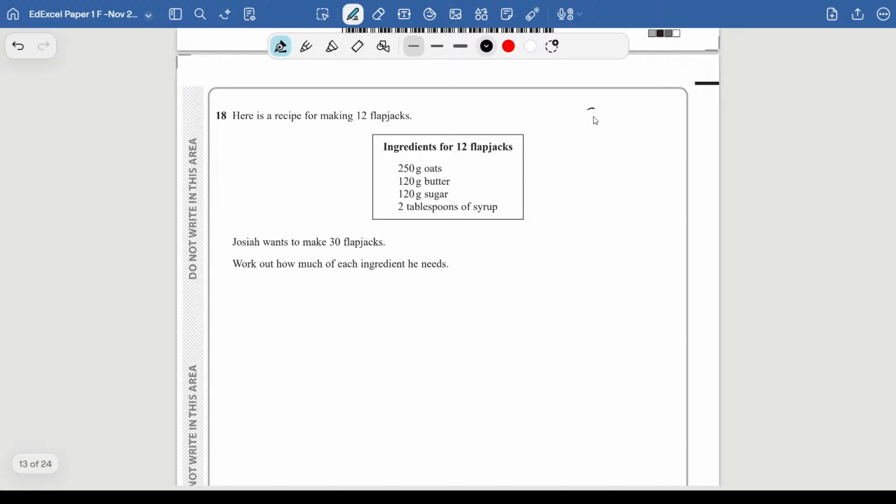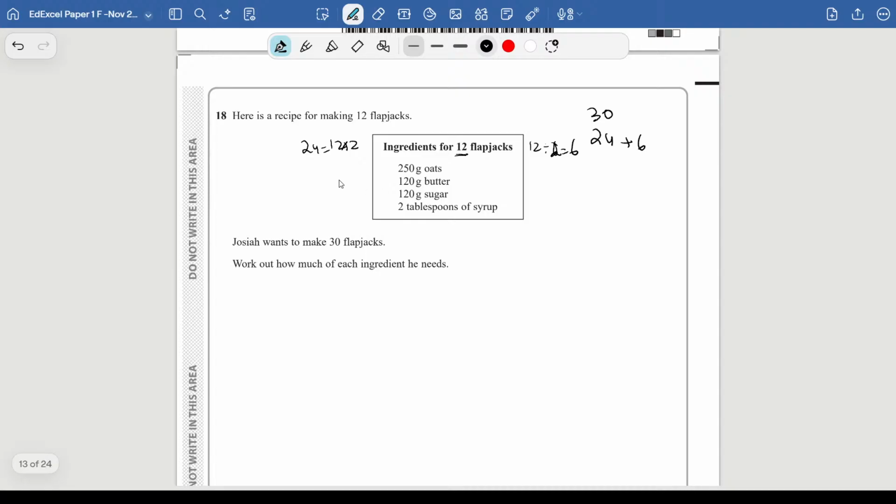Well, I can make 30 as 24 plus 6. Why am I using these particular numbers? Because this is 12. If I double 12, 12 times 2 is 24, and half of 12 is 6. So if I double each of these quantities, I get how much he requires for 24 flapjacks.